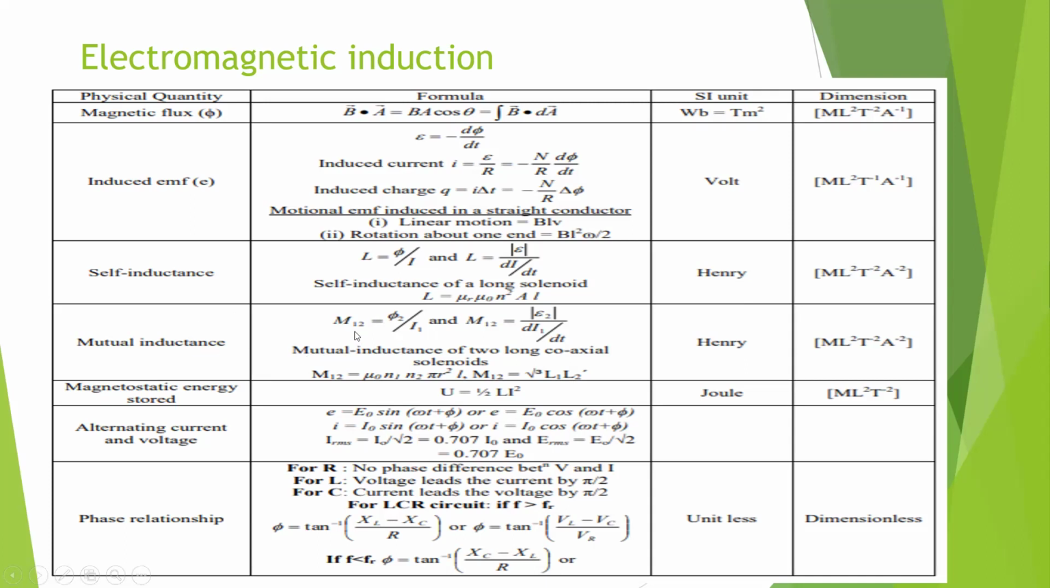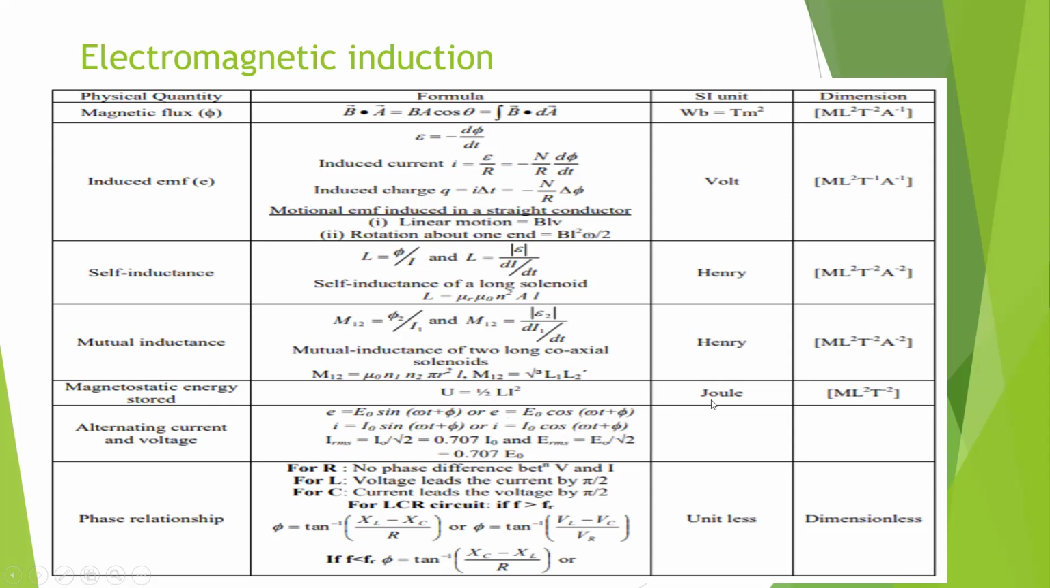Mutual inductance M12 is equal to phi 2 by I1, and M12 is equal to epsilon divided by di1 by dt. Mutual inductance of two long coaxial solenoids, M12 is equal to mu naught N1 N2 pi r square l. M12 is equal to k root L1 L2. Here you can see the mutual inductance and self inductance units are the same, Henry, as well as the dimension. Magnetostatic energy stored U is equal to half L i square.